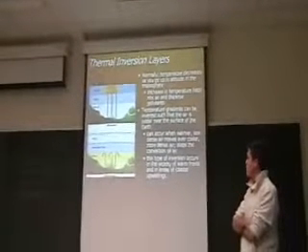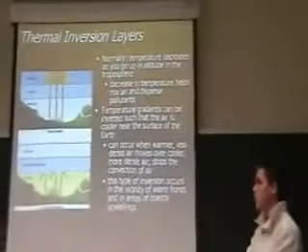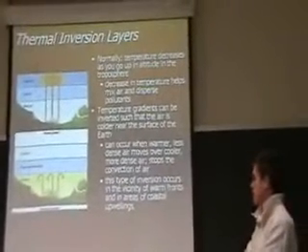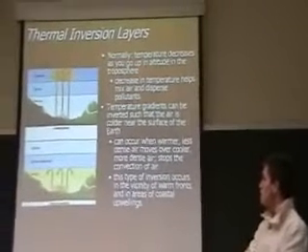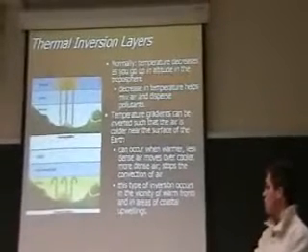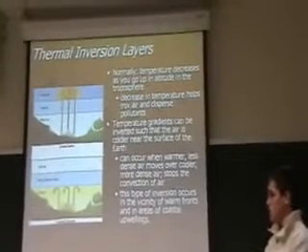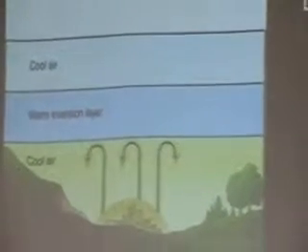Okay, thermal inversion layers. Basically, as you go up in altitude in the troposphere, temperature decreases. This decrease in temperature helps to mix the air and disperse these pollutants. But temperature gradients can be inverted such that the air is colder near the surface of the Earth, which is going to stop the convection of the air.